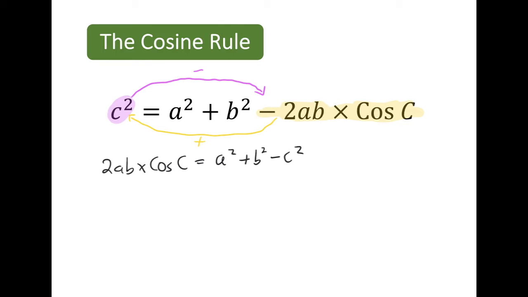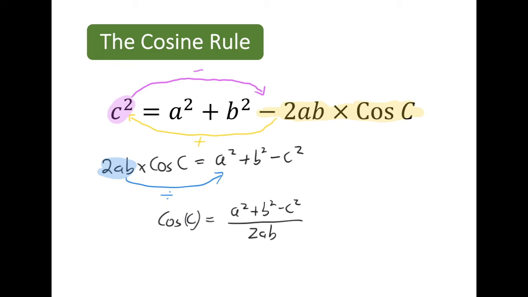Now to get cos of C by itself, we take our 2ab and we move it over the other side by dividing it. So our formula then becomes cos of angle C is going to equal a squared plus b squared minus c squared, and then we're going to divide it by 2ab. Then we can use that formula to find our missing angle value of C by using the inverse of cos function.